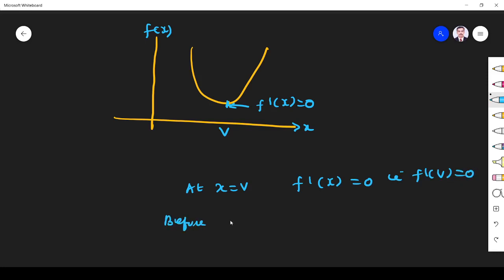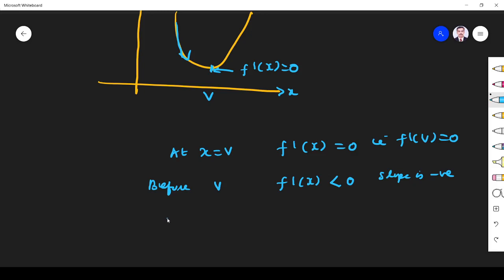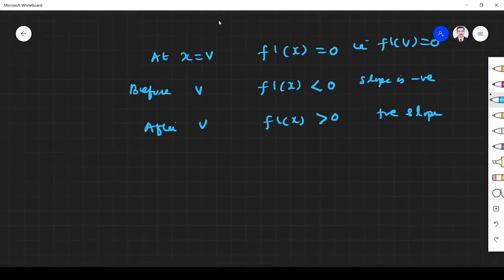Before v, you see f dash of x is getting reduced, it is having negative slope, that is, the slope is negative. Fine. After v, f dash of x is having positive slope. So by seeing this itself we can come to a conclusion that v is a minimum point.